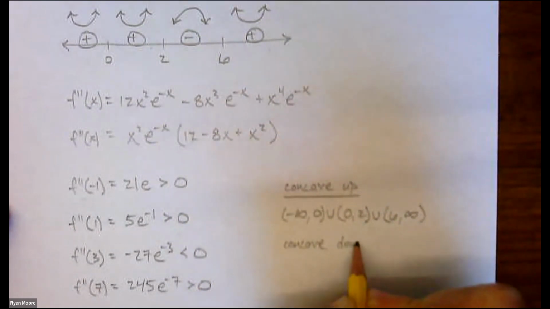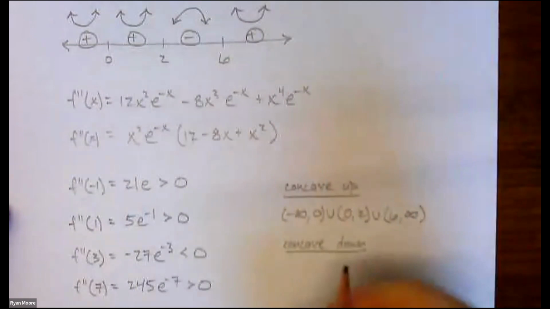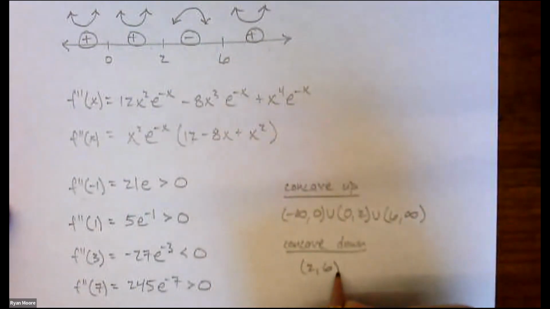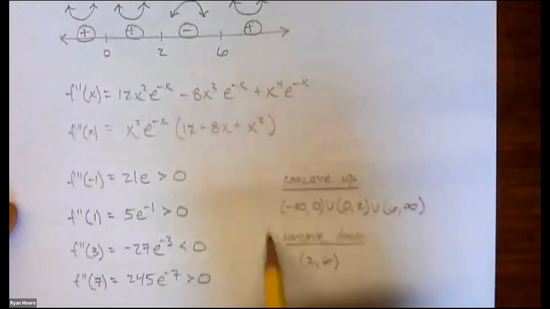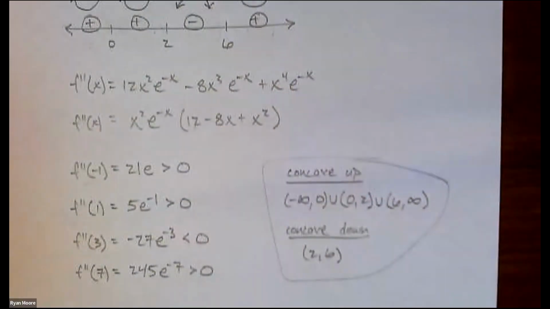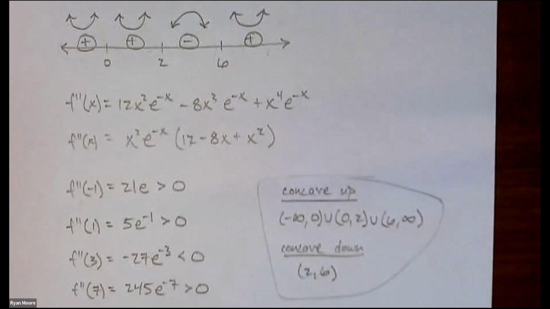Okay, how about concave down? It's just at the one little spot between 2 and 6. So there it is, concave down. Hey, we got intervals of concavity. Now, what about inflection points?